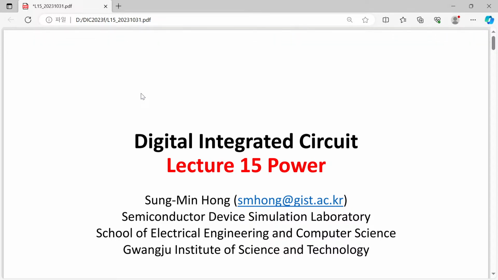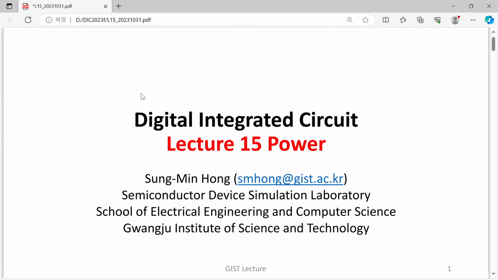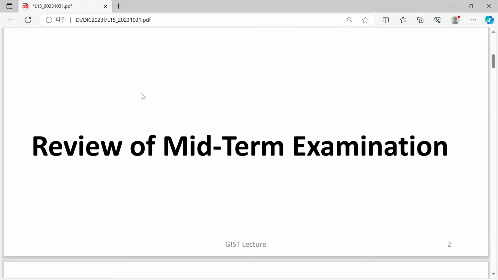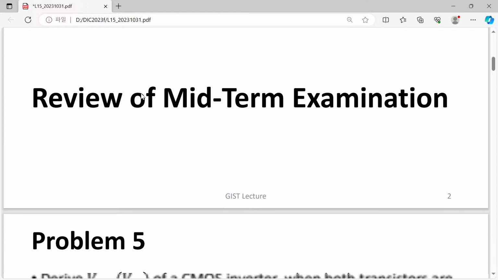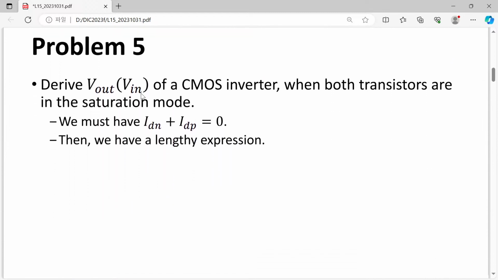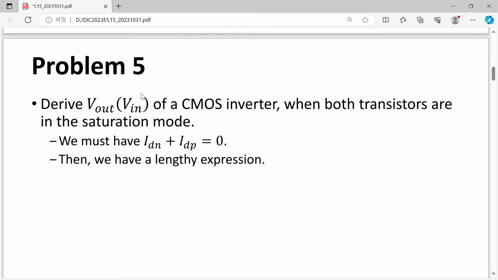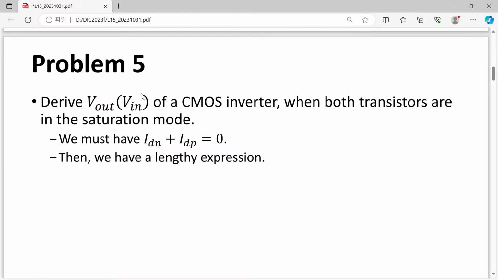Okay, this is the first lecture after our midterm examination. So let's go to the review of our previous midterm examination. We have first 4 problems which are quite easy, so let me just directly go to problem number 5.